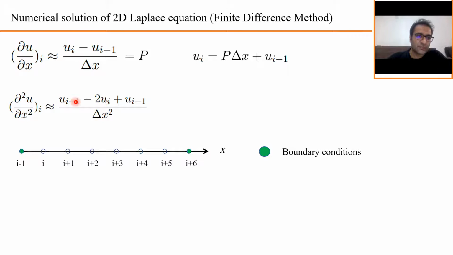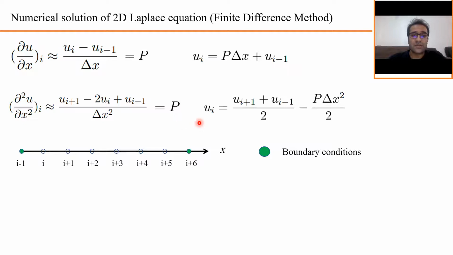What about the second order derivative? If it becomes equal to some known parameter, and if I simplify it and try to find the value of the function at the point i, I need to know the value of the function at the previous point. This is known from the boundary condition. Moreover, I need to know the value of the function at the next point, right? I don't have the value of the function at the next point, and using the finite difference method, I'm trying to find the value of the function at the next steps, at the next points, right? But I don't have this.